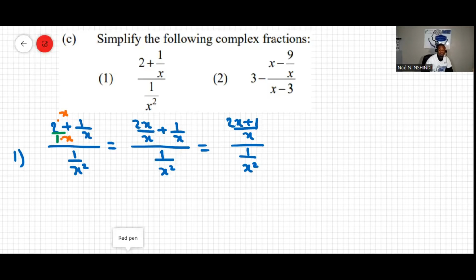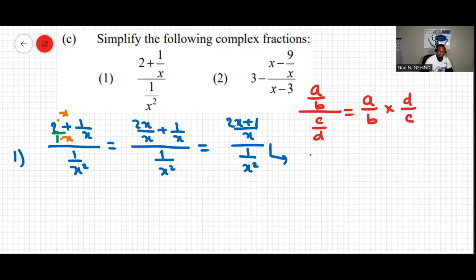Now, there is another property in math that says when we divide two fractions like this, a fraction over another fraction, a over b divided by c over d, it is equal to the first fraction, a over b, multiplied by the inverse of the other fraction, d over c. So we will multiply this. This will now be equal to 2x plus 1 over x, multiplied by x squared over 1.